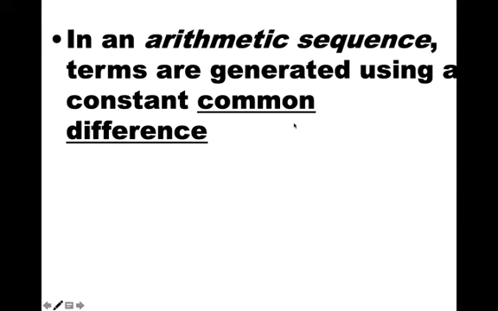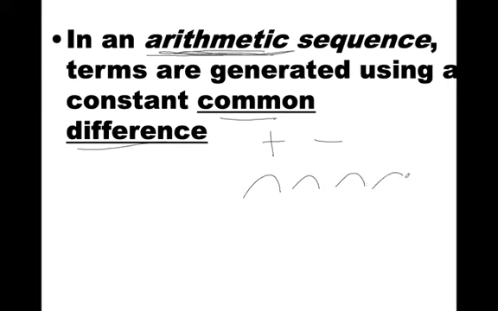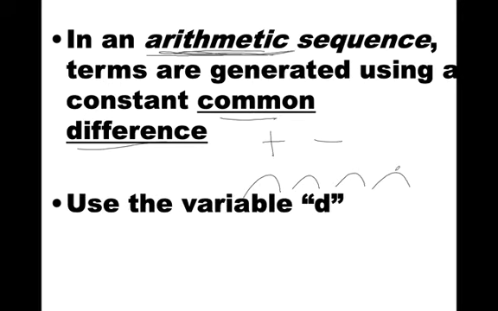Well, there are different types of sequences. One of the main types is called an arithmetic sequence. In an arithmetic sequence, terms are generated using a constant common difference. What that means is we are adding or subtracting as we go from step to step through the sequence. For this addition or subtraction, we're going to use the variable d in our model.